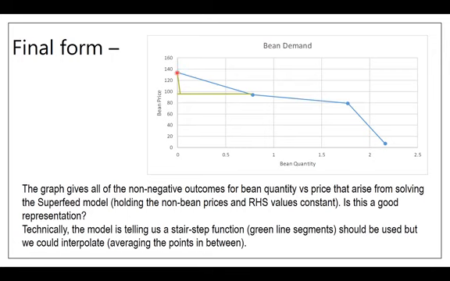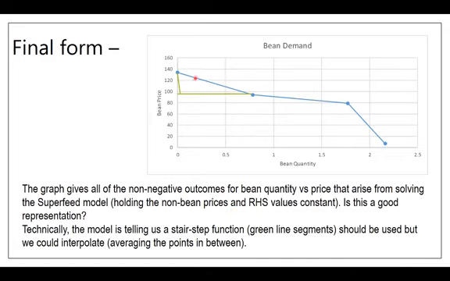And those are the values that I had in the final form here of the bean demand. Okay, so at a price that's too high, we want 0. As the price falls, we expand the quantity demanded. So this graph shows all the non-negative outcomes that come from our optimization model. We're holding everything else constant, so that means the non-bean prices and the right-hand side values.